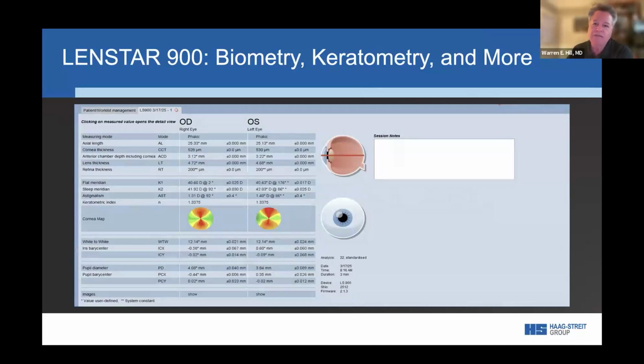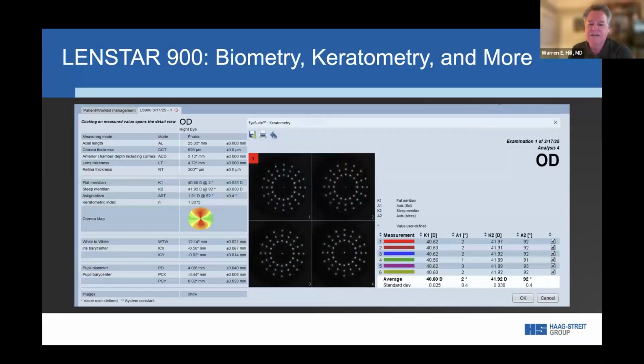Our office was part of the phase 3 study for the AcrySof toric, back in the early 2000s. And actually, I was the author of the AcrySof toric calculator. So we go back a long ways with toric IOLs, and we just love them. So let's say we're looking at the right eye here. Here's some Ks. If we click on the Ks, what we get is the images on which the keratometry is based, and we get 6 sets of 4 measurements. So that's 24 individual K readings.